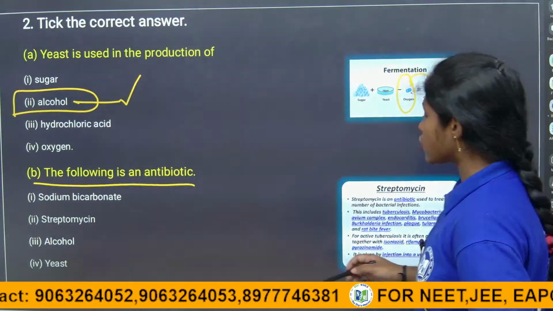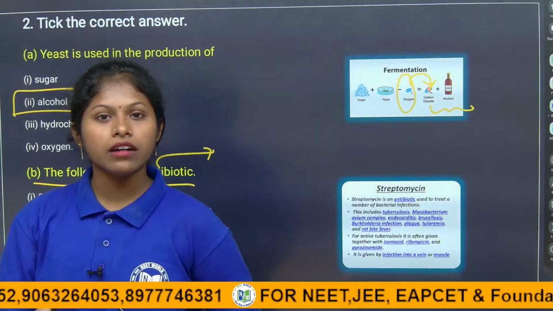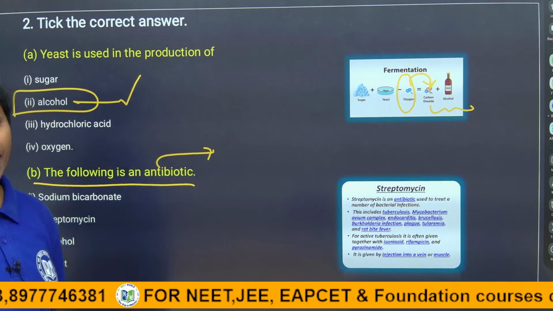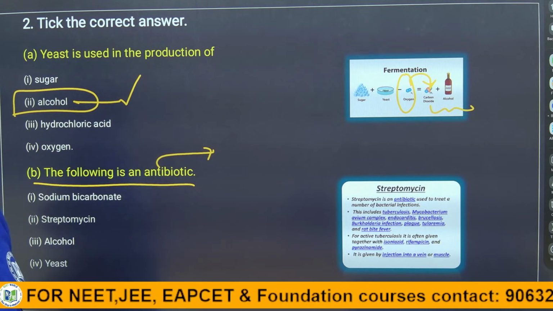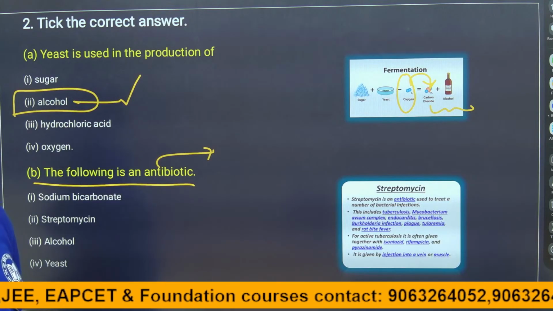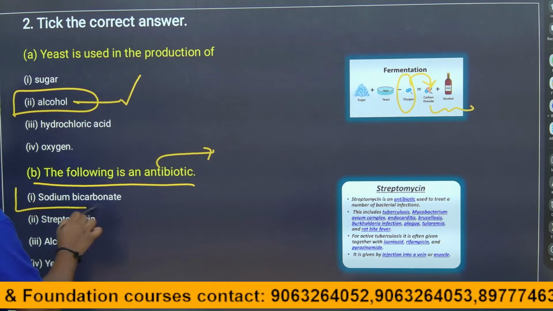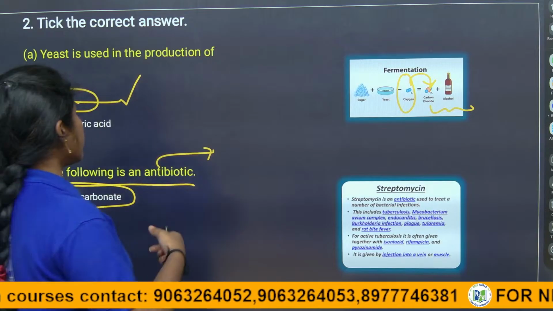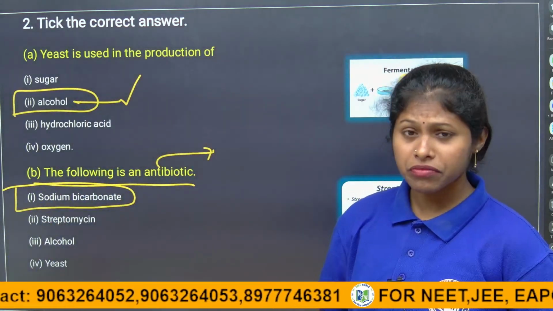What is an antibiotic, children? Antibiotics prevent disease, mainly bacterial infections in our body. So, through antibiotics we can protect ourselves from harmful bacterial infections. Here they asked the first question: which is the antibiotic? We have read about some antibiotics, such as penicillin and streptomycin, right.